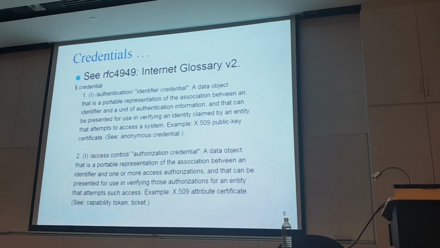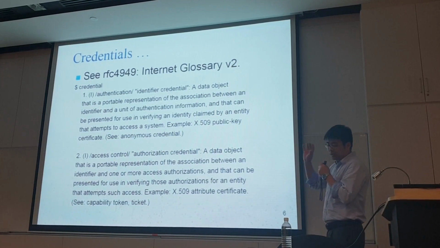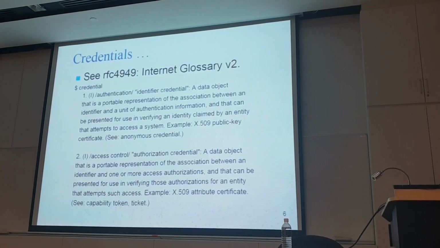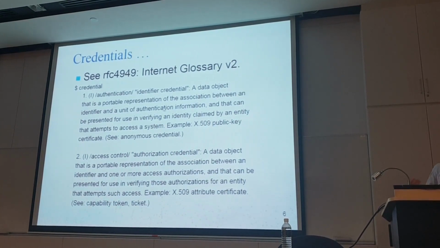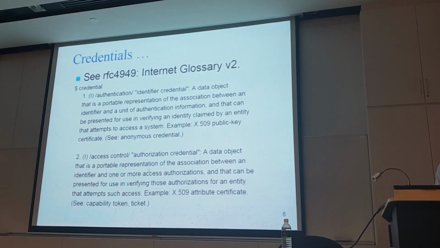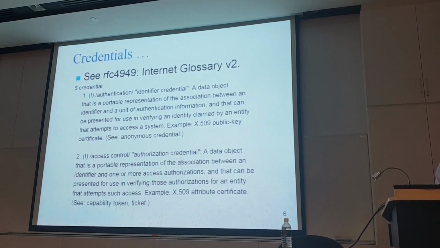Right, so authentication is related to the term credential. A credential is something we use to prove our identity. In general, we have the identifier credential, which means some object that allows people to recognize our identity. Another credential that can be used for different purposes is a so-called authorization credential, right?